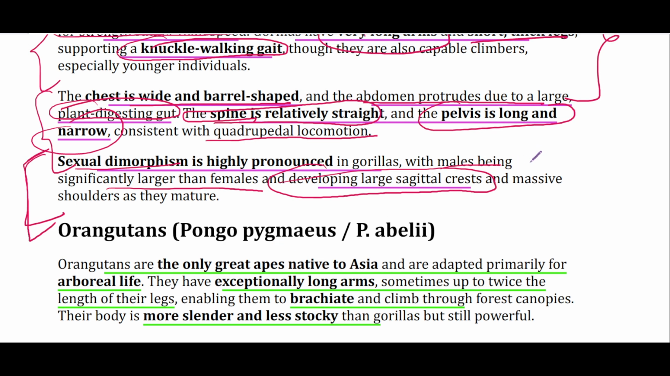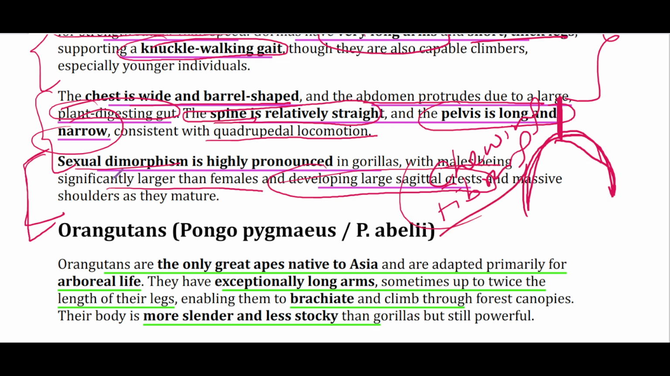So sagittal crest, if it is a skull, is a kind of bone ridge that runs along the middle of the skull, which is important for chewing, especially chewing fibrous plants.